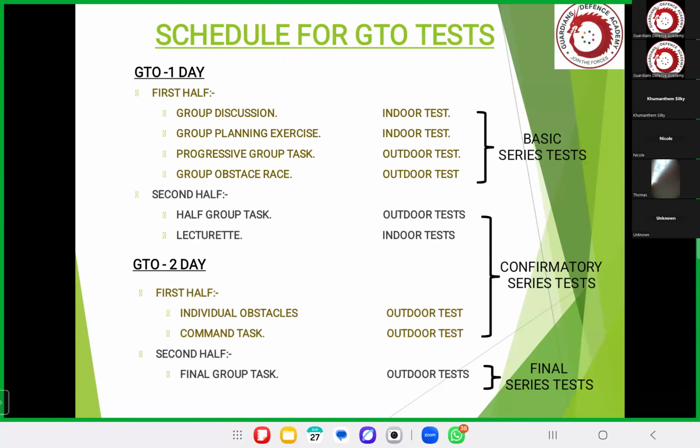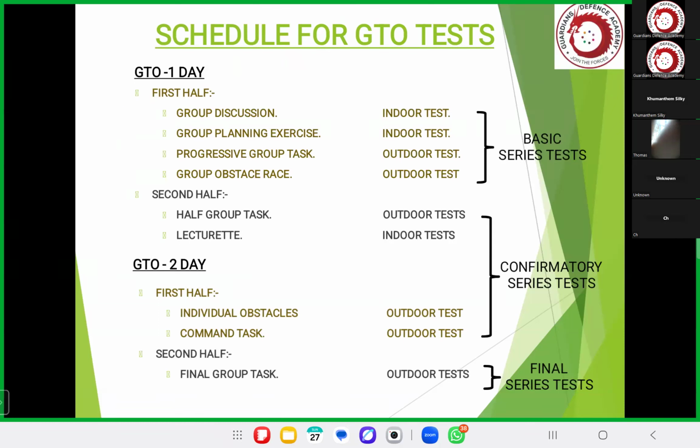So what is the schedule for the GTO test? On the first day, the first four tests are very important. They are called group discussion, group planning, progressive group task, and group obstacle race. These are the basic series tests. The first two tasks, GD and GP, exercise your brain. The PGT and the GOR, that is the snake race, are physical tasks. They exercise your body, and we see your mind-body coordination.